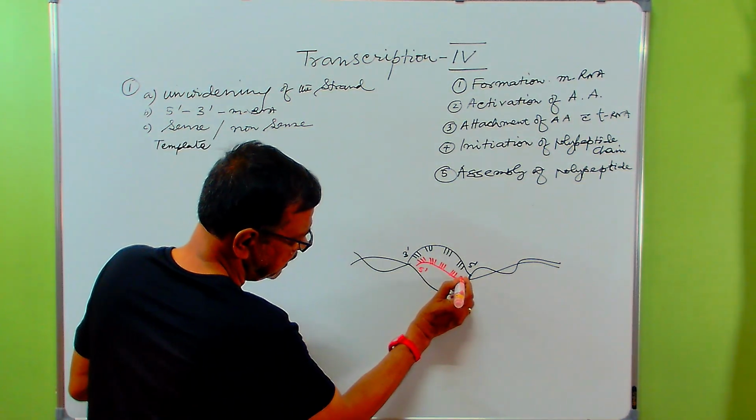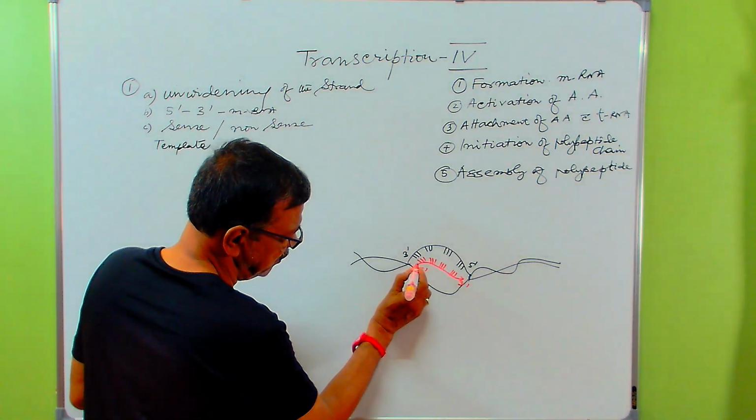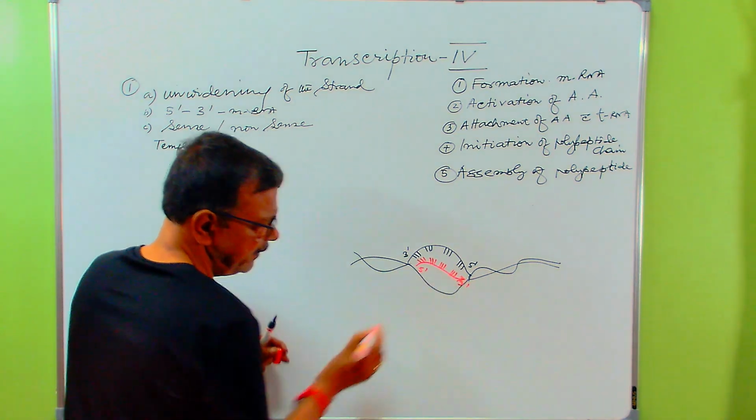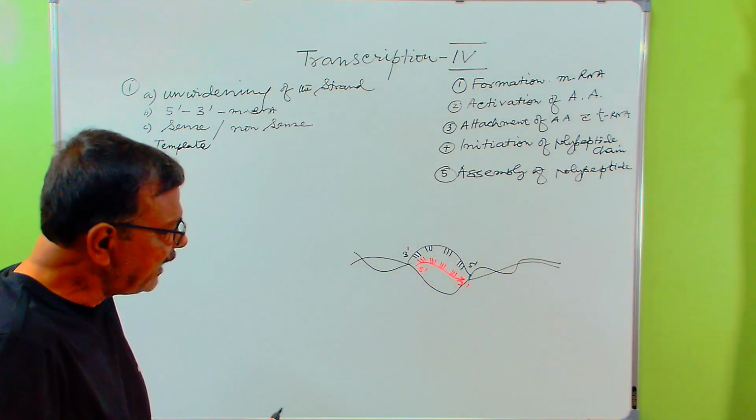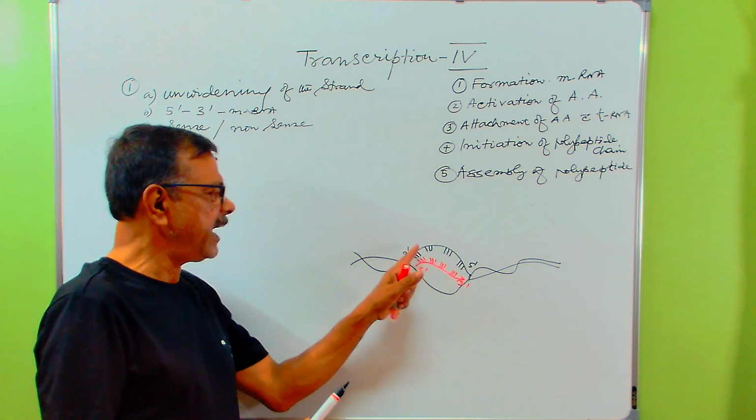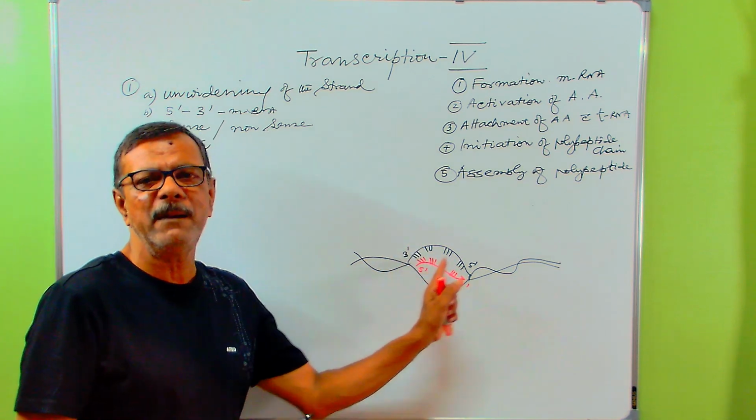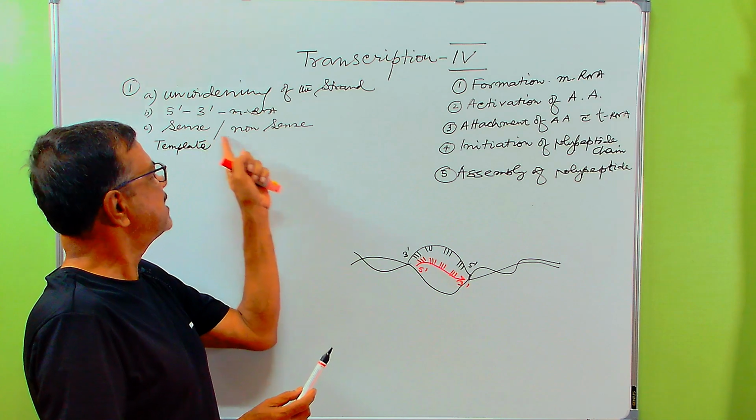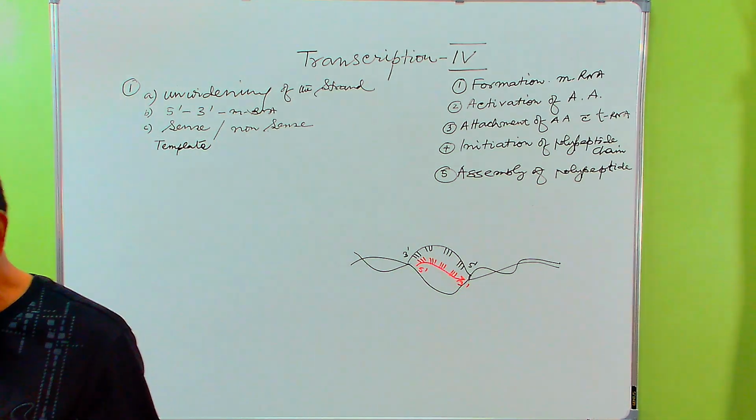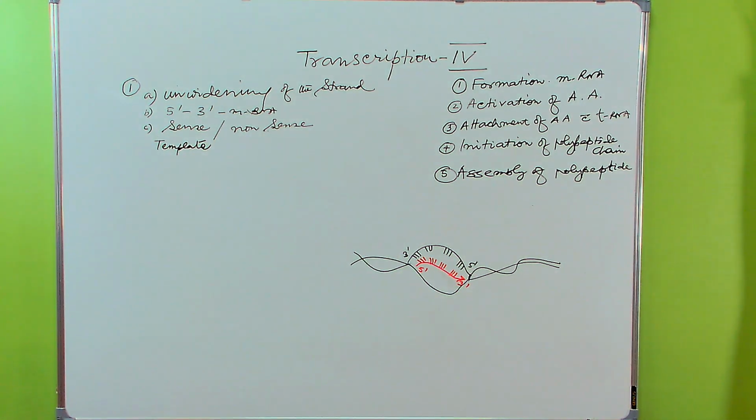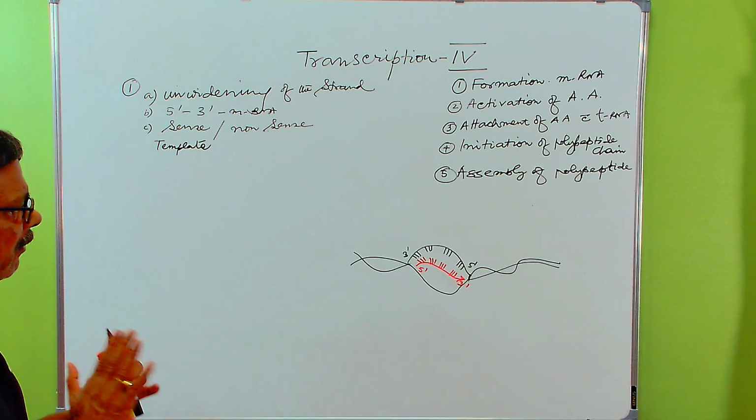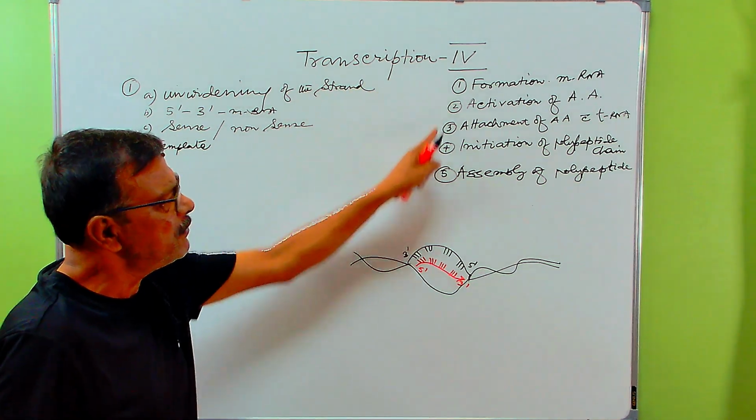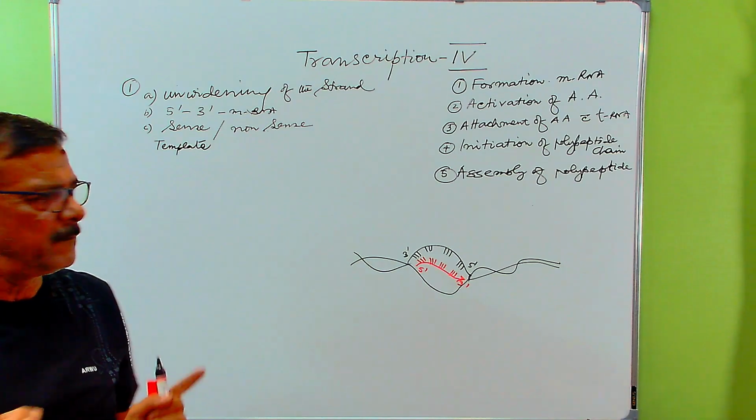mRNA production proceeds from 5 prime to 3 prime. Contrary to that, the DNA template should run 3 prime to 5 prime. This is called the sense and nonsense strand. This much will be enough for writing because you are getting 5 to 6 marks.